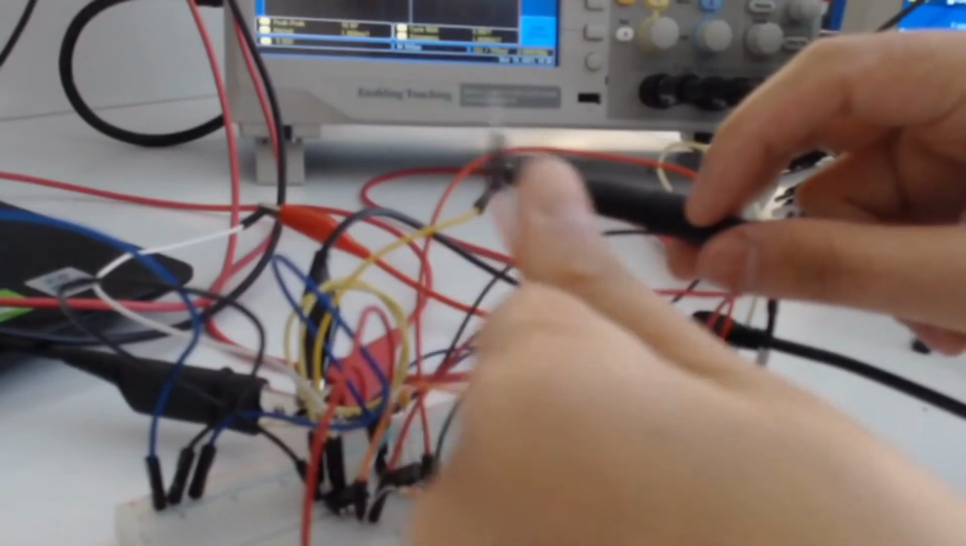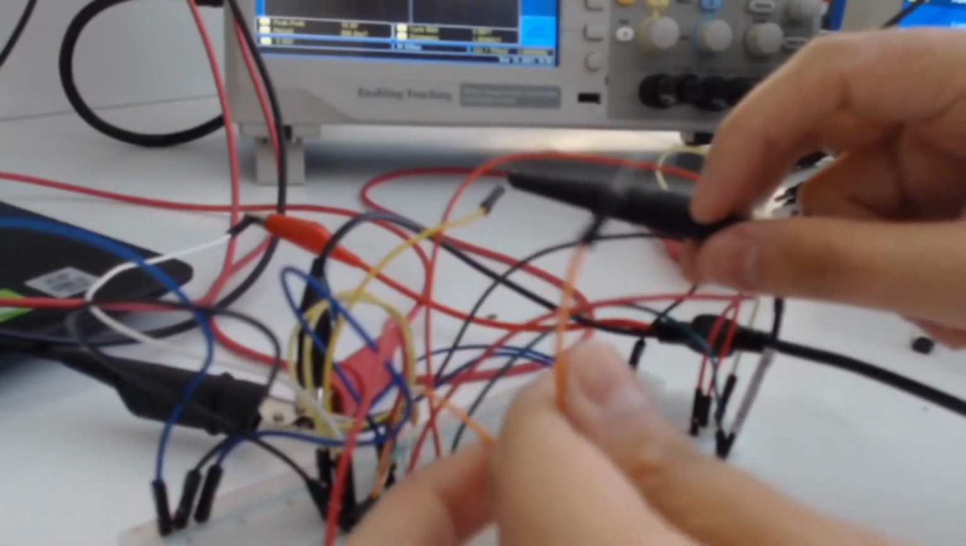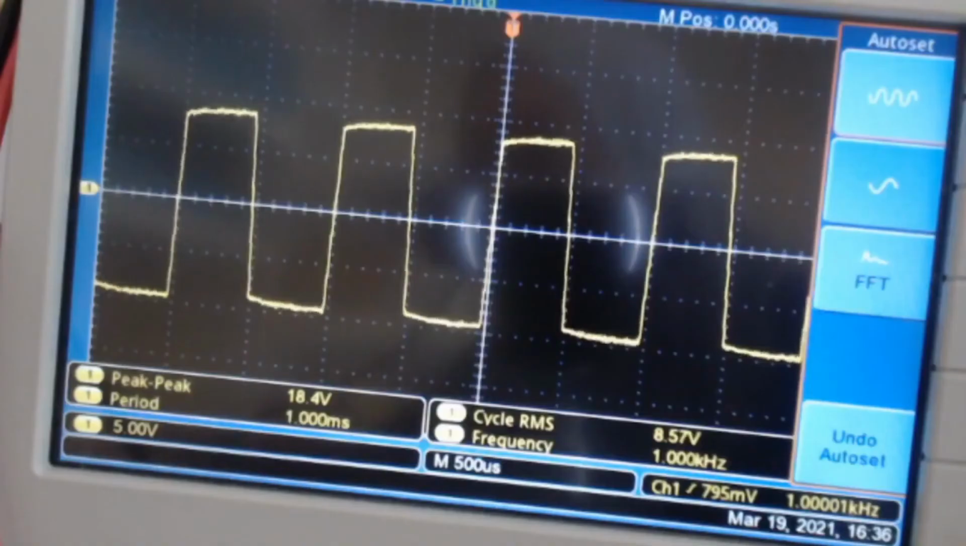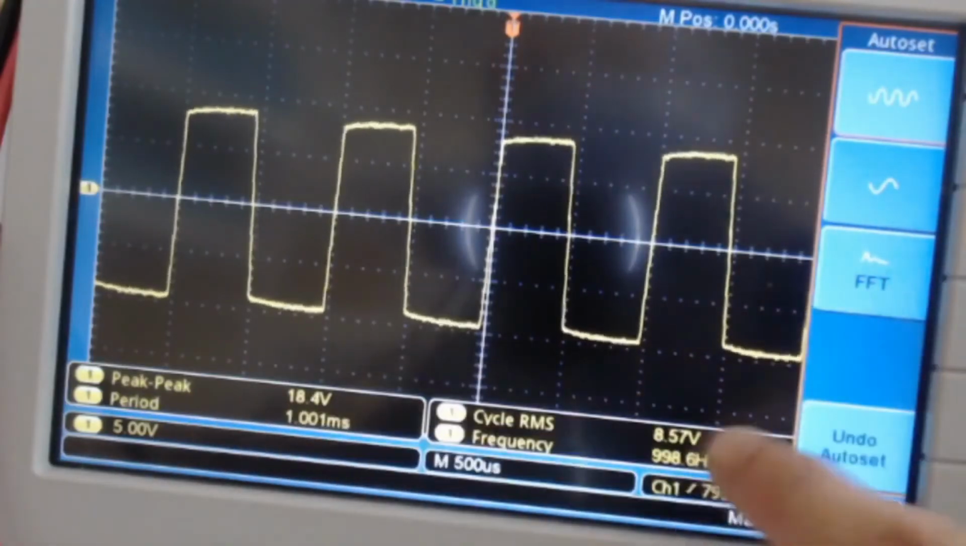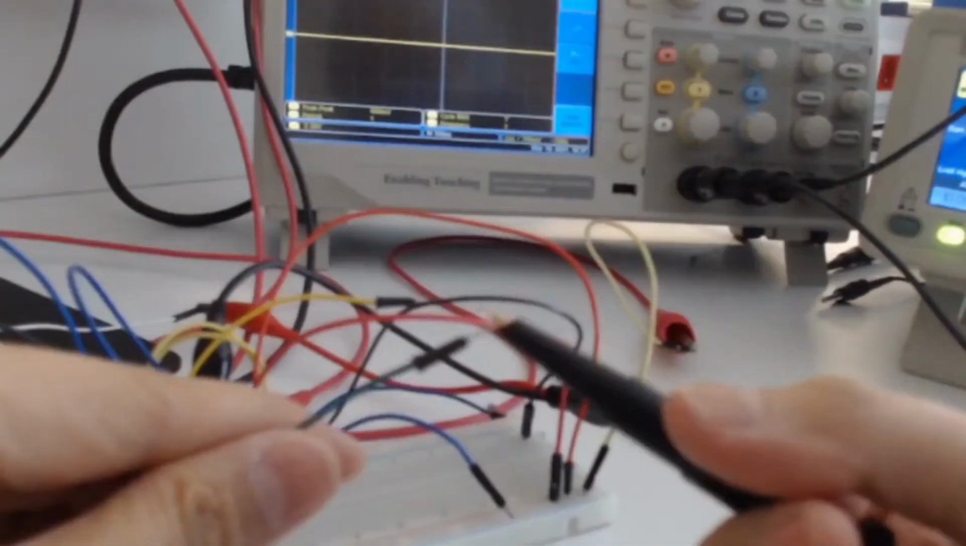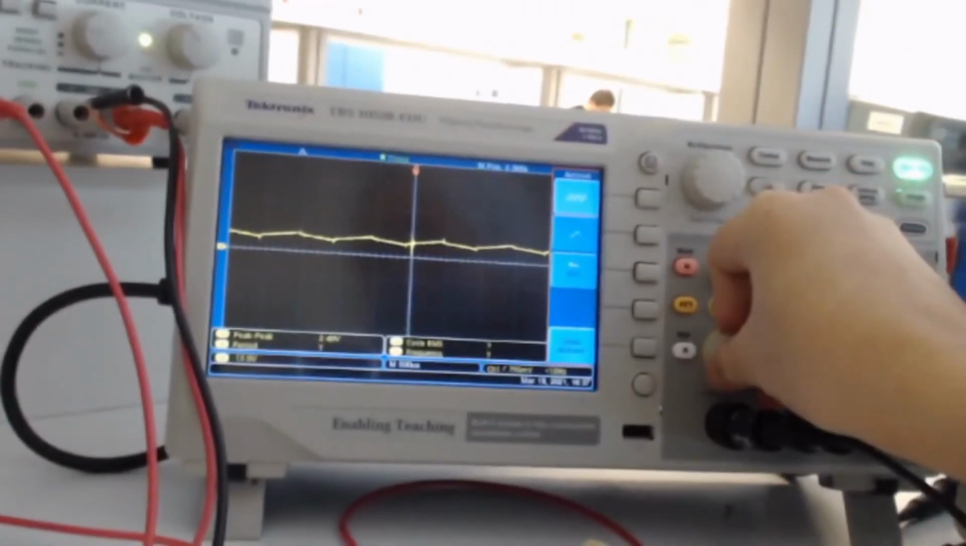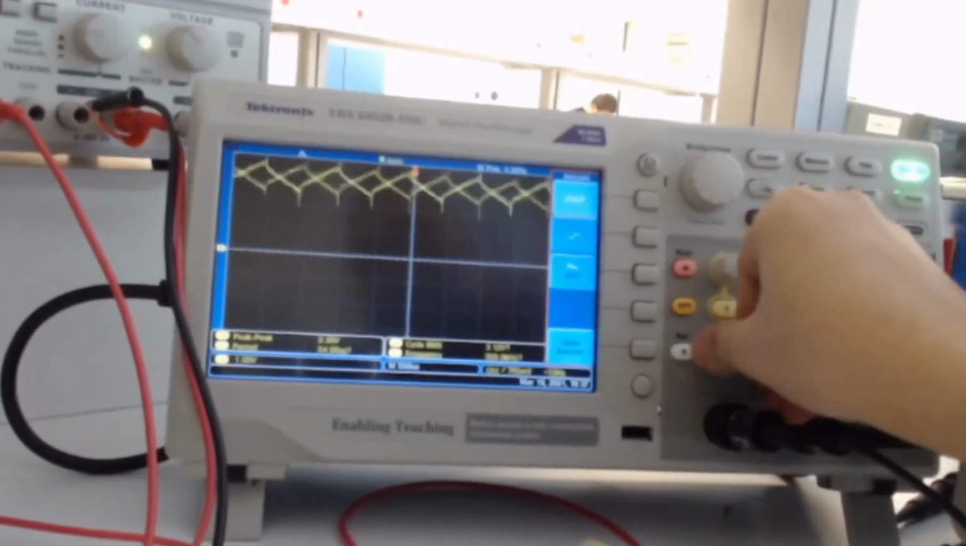Since we have two op-amps, we will first measure the output of the first op-amp, which will give you the square wave. Here you should see the same frequency for sine wave, square wave, and triangular wave, but the amplitudes are not the same. And then this is the output of the second op-amp, which converts the square wave into the triangular wave.